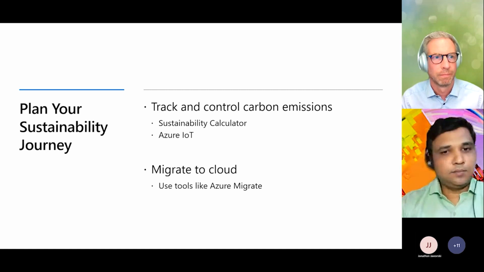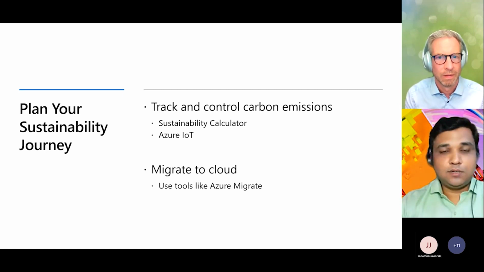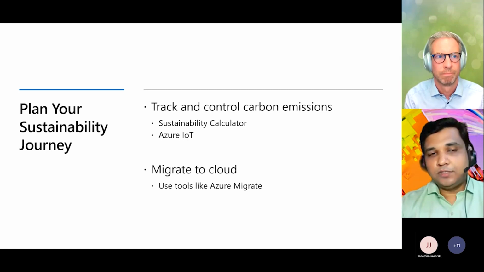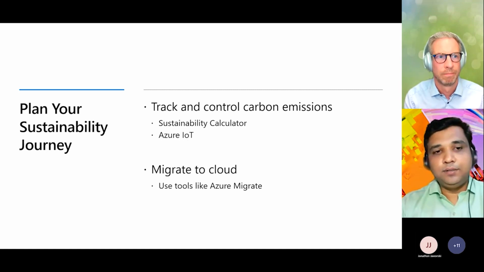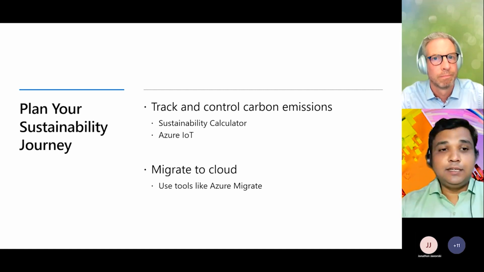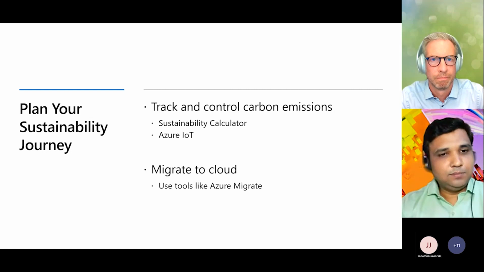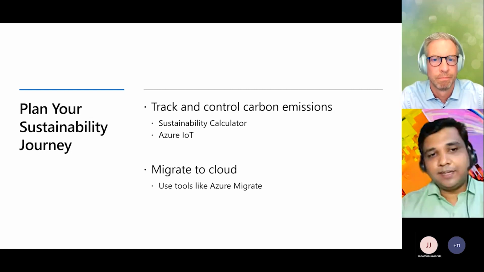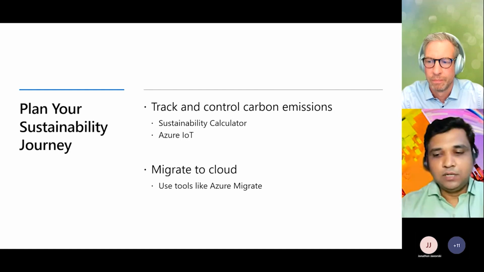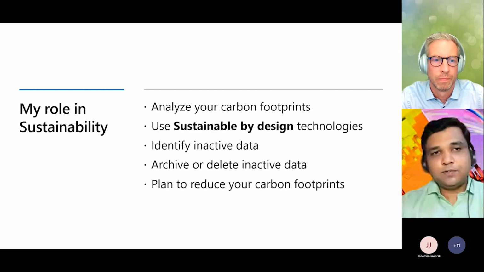And then again, make your move to the cloud, migrate to the cloud, because moving on-premises data center operations to the cloud can significantly reduce carbon emissions, and again it can increase your energy efficiency. And then for simplicity, you can use migration tools like Azure Migrate, which can simplify your migration move.